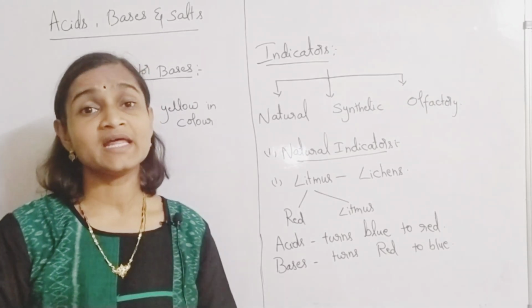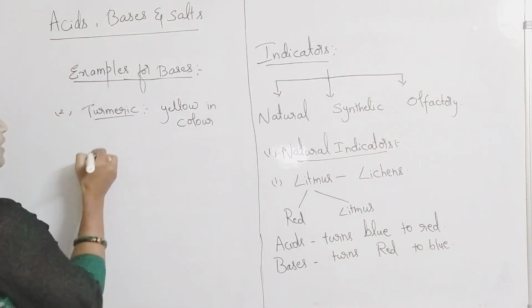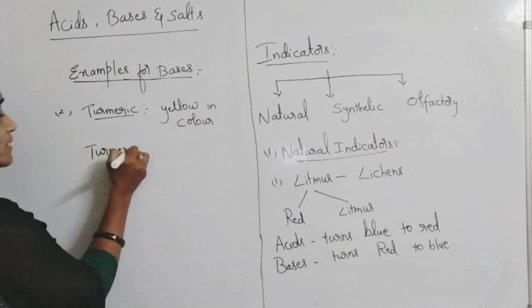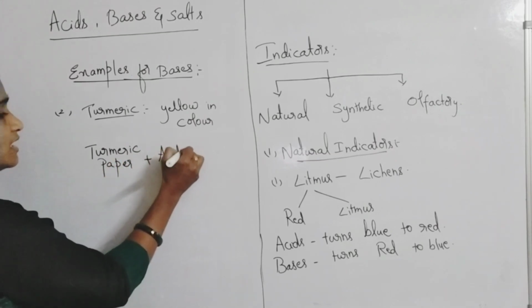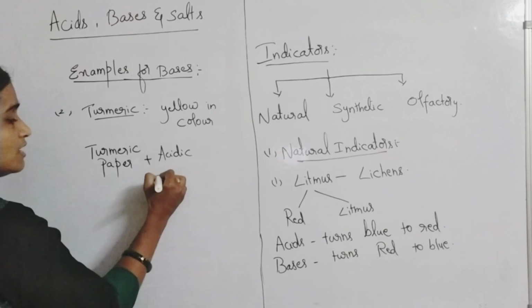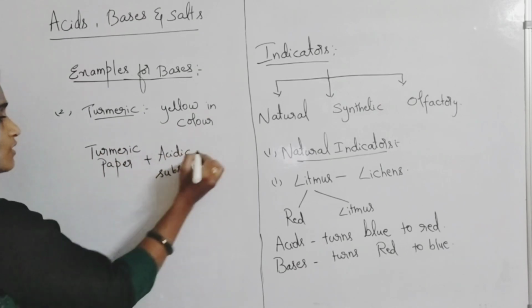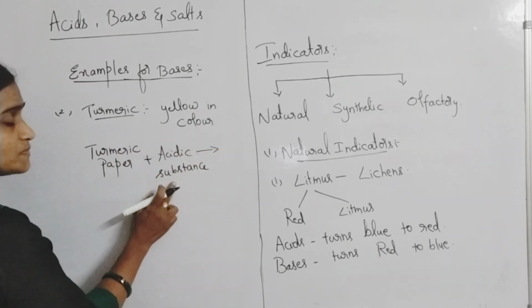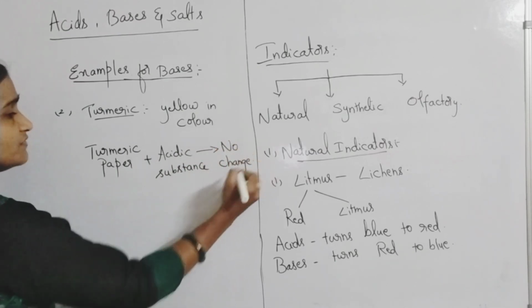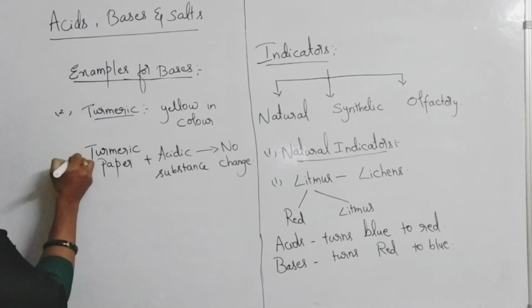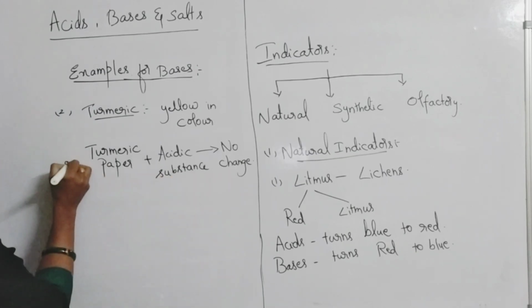Then test that turmeric paper with acidic and basic solutions. The turmeric paper will be yellow in color. Turmeric paper plus an acidic substance, there will not be any change, no change in the color. Turmeric paper actually will be in which color? I said yellow. But by adding any acidic substance on that turmeric paper, you will observe no color change. So turmeric is an indicator, but with acidic substances it will not change color.